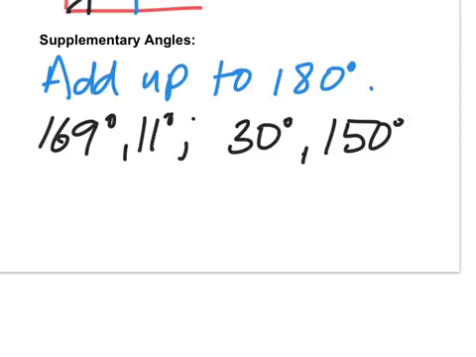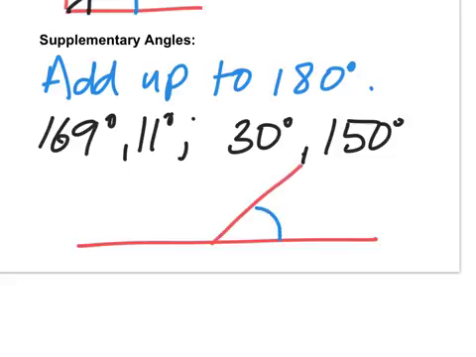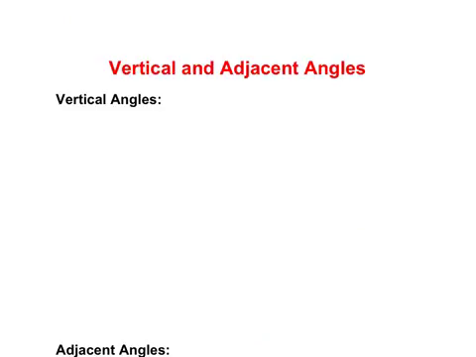What does it look like? Well, here's a straight angle, a straight line. And if you have something like that, well, if you look at this angle here and this angle here, when the two of those angles are put together, they make up 180 degrees. So that's what supplementary means. All right. And now on to our last slide.